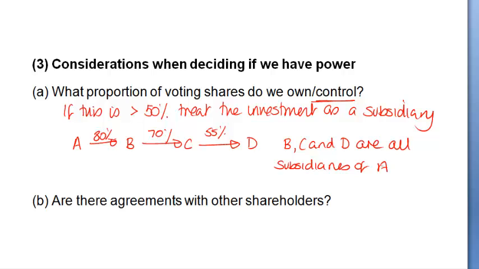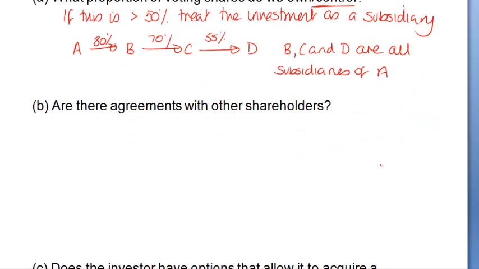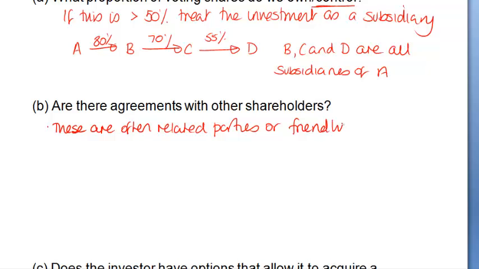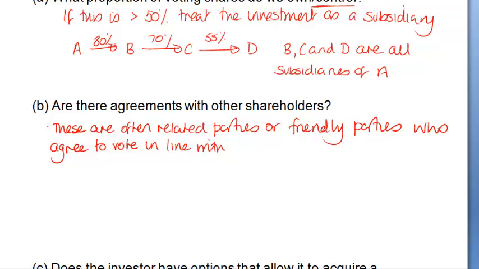Next, do we have agreements with other shareholders? These are often related parties or friendly parties who agree to vote in line with the investor's wishes.